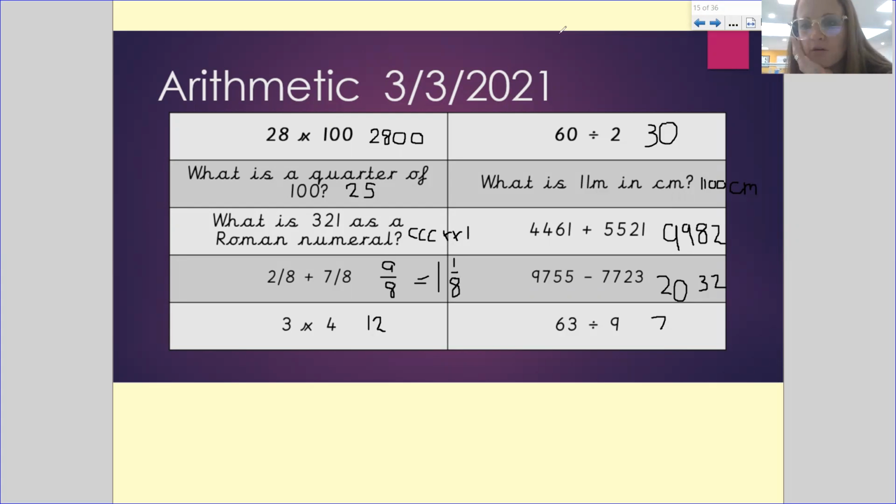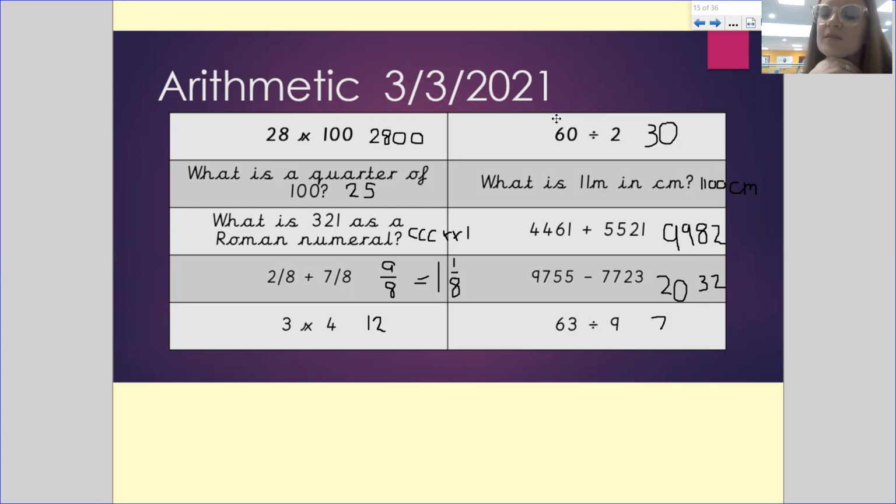3 times 4 is 12, because 3 groups of 4: 4, 8, 12. 60 divided by 2 is 30. 11 meters in centimeters is 1,100 centimeters, because there are 100 centimeters in 1 meter. So how many centimeters in 11 meters would be 1,100. 4,461 plus 5,521 is 9,982.